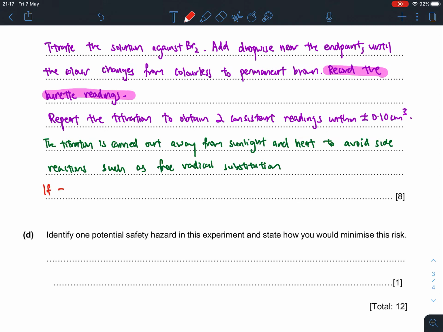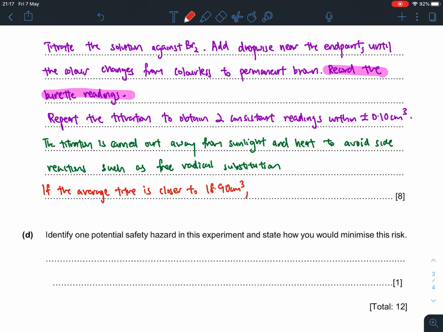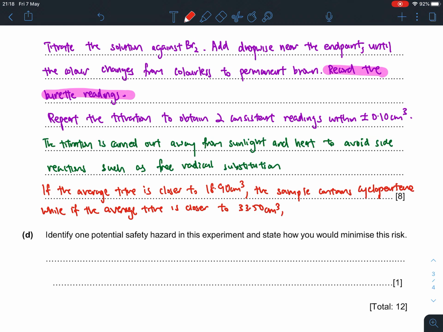So you just need to mention that if the average titre is closer to 18.9 cm cube, the sample contains cyclopentene, while if the average titre is closer to 33.5 cm cube, the sample contains piperylene.